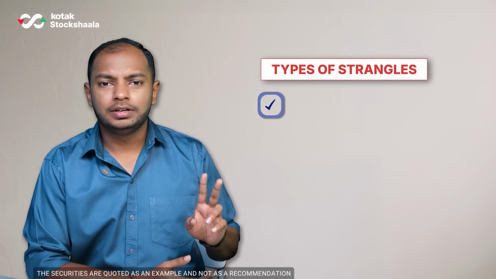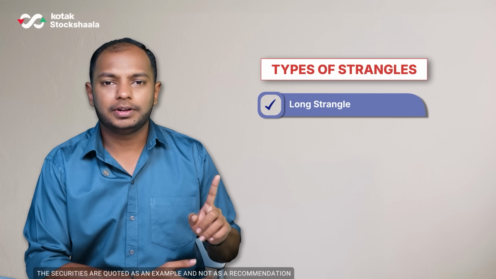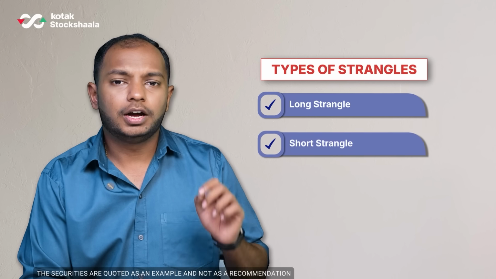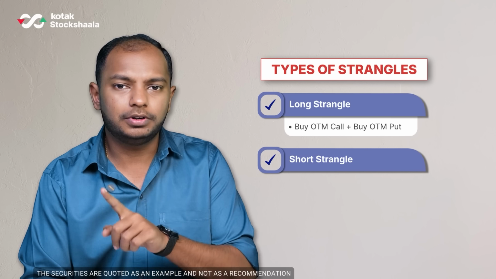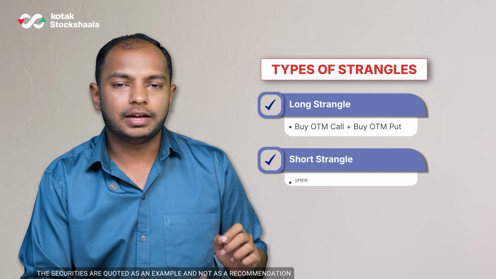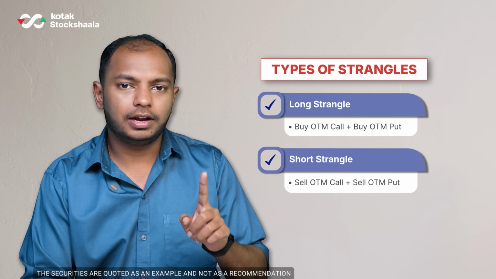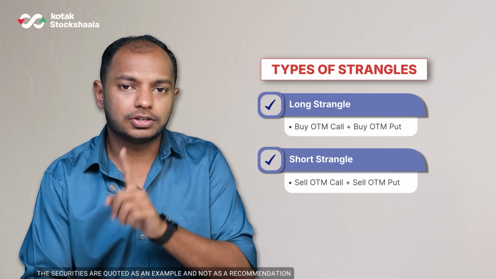There are two types. The first one is a long strangle, whereas the second one is a short strangle. A combination of buying an out-of-the-money call as well as an out-of-the-money put creates a long strangle, whereas selling an out-of-the-money call and selling an out-of-the-money put creates a short strangle.